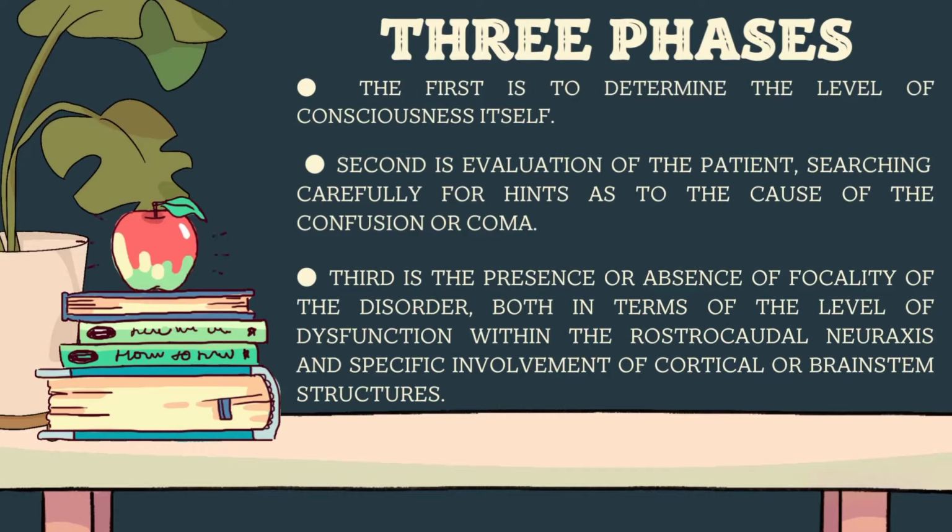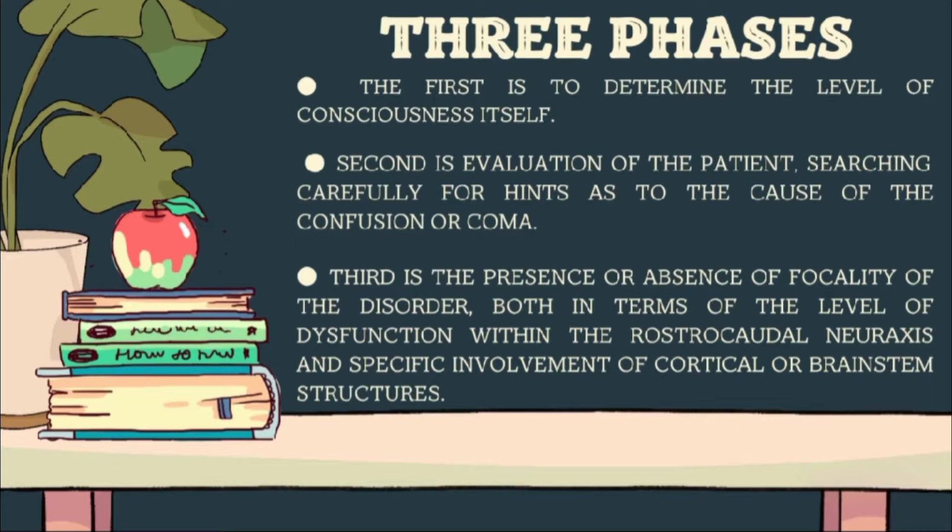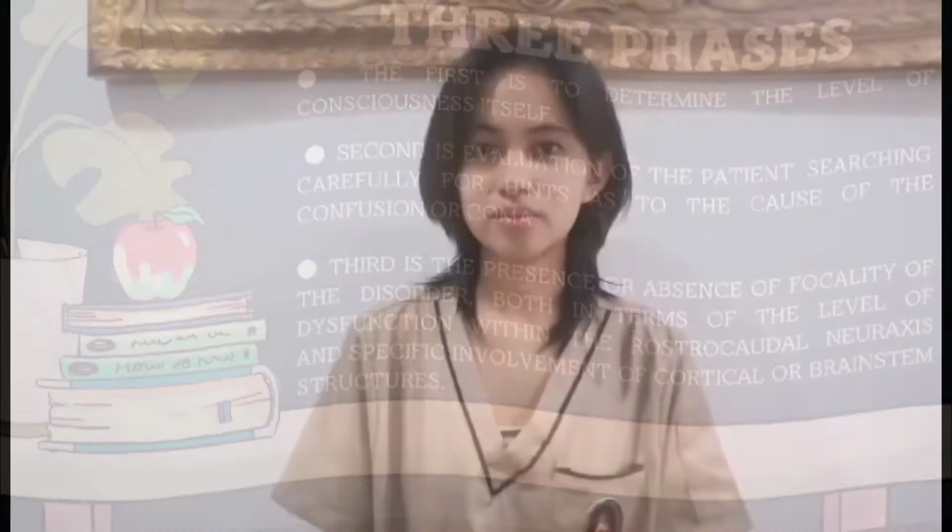The technique of evaluation of the patient with an altered level of consciousness can be divided into three phases. First is to determine the level of consciousness itself. Second is the evaluation of the patient, searching carefully for hints as to the cause of the confusion or coma. Third is the presence or absence of focality of the disorder, both in terms of the level of dysfunction within the rostrocaudal neuraxis and specific involvement of cortical and brainstem structures.